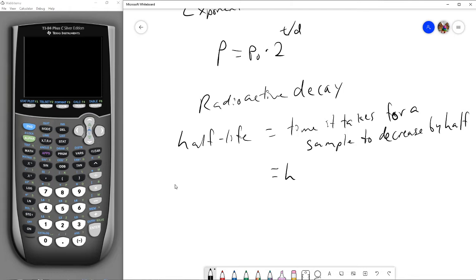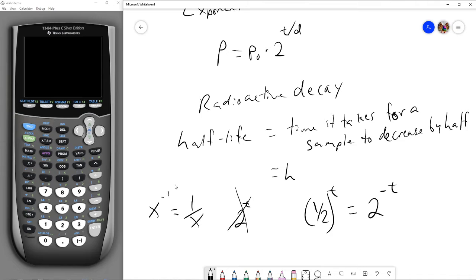So when we talked about the doubling time model, we had a 2 to the t. Now, since we're thinking about how long it takes for something to be cut in half, we want to think about something like this, a half to the t. Well, this is going to be the same thing as 2 to the negative t. Because if we recall, if we have x to the negative 1, that's the same thing as 1 over x.